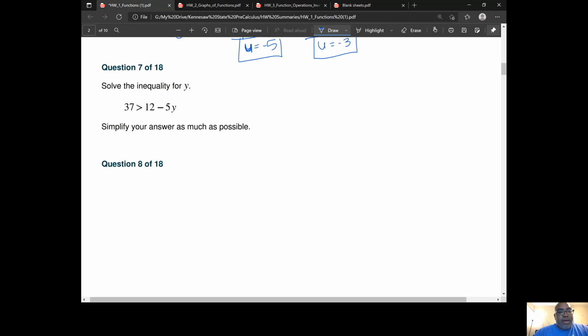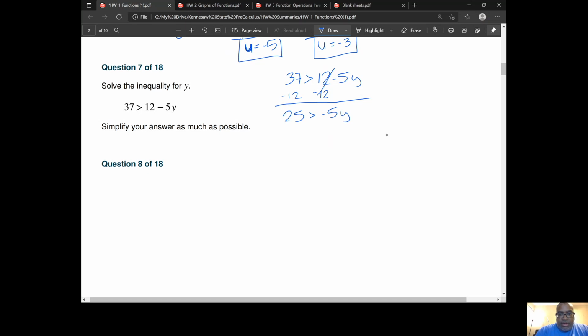Solve the inequality for y. Simplify your answer as much as possible. Okay, so 37 is greater than 12 minus 5y. Solve it like any other equation. Subtract 12 from both sides. 37 minus 12 is 25.